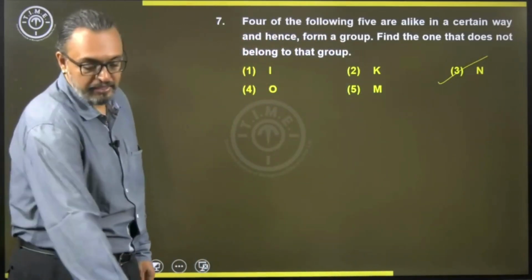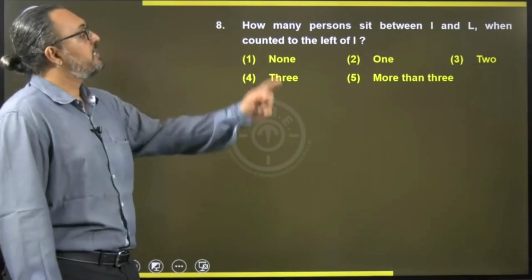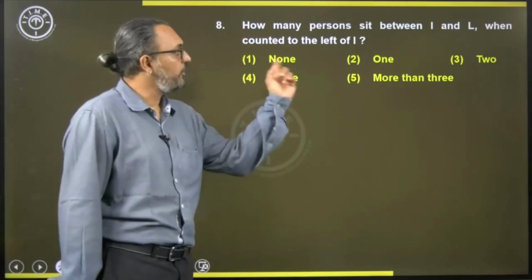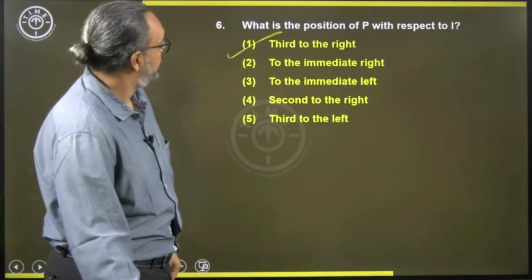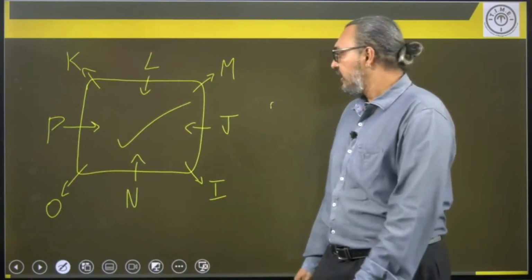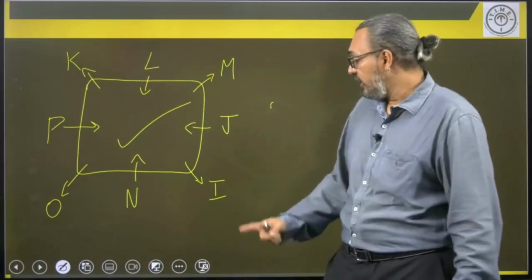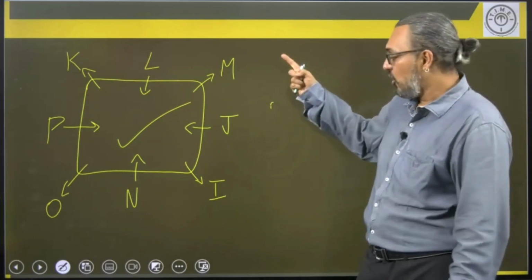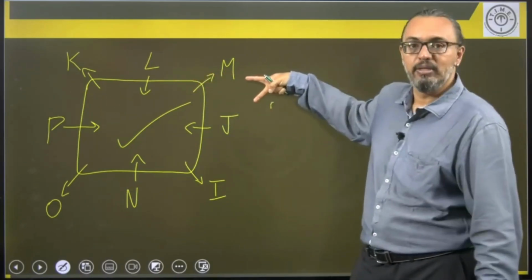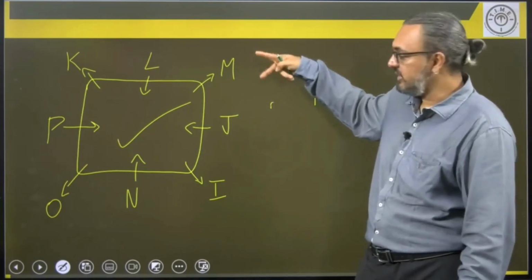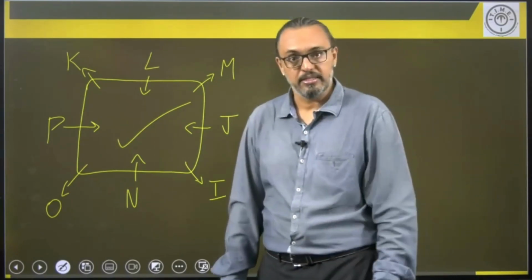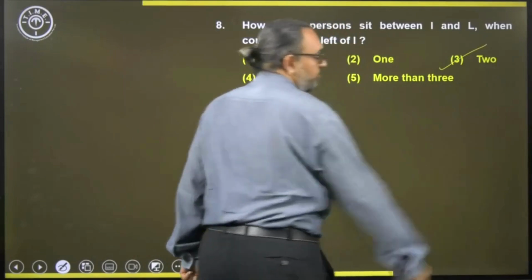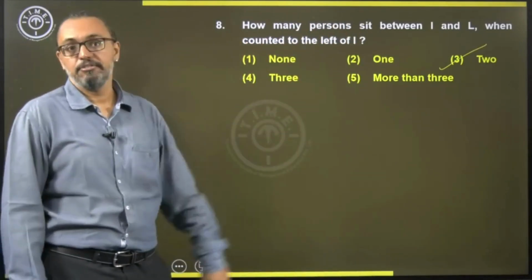Correct? Right. Then next. How many persons sit between I and L when counted to the left of I? Now I is facing away from the center, so left is anti-clockwise. So how many people are there between I and L? There are 2 people when you count to the left side of I, which is M and J. So 2 is what we pick as our answer. Yeah, 2 is available in the third option.